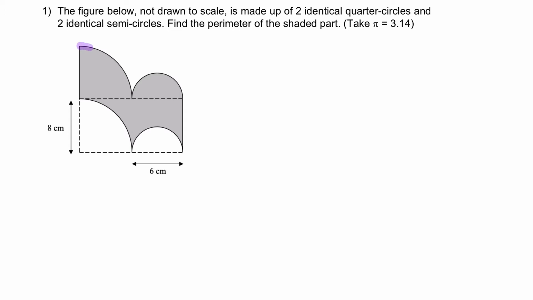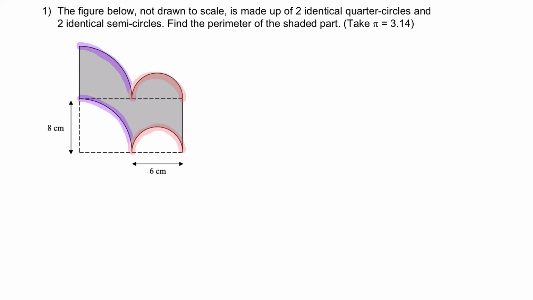We have this quadrant here, the quadrant here, both will add up to a semicircle. Next, this small semicircle here, and then this small semicircle here. Again, these two will add up to the circumference of a full small circle. And last part, which is the vertical length.